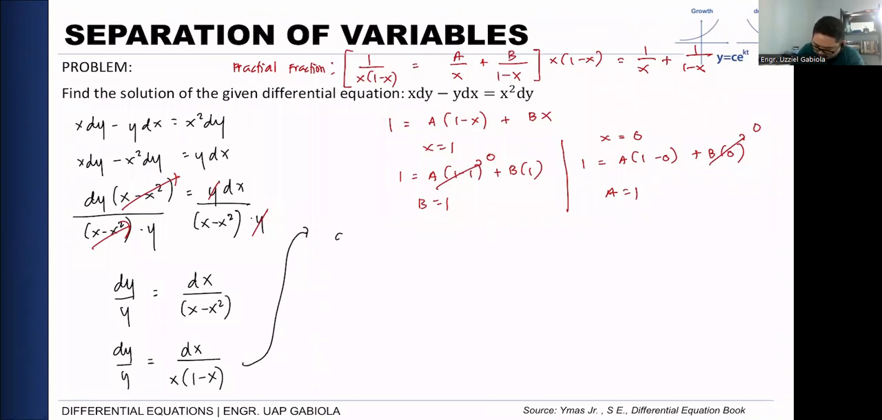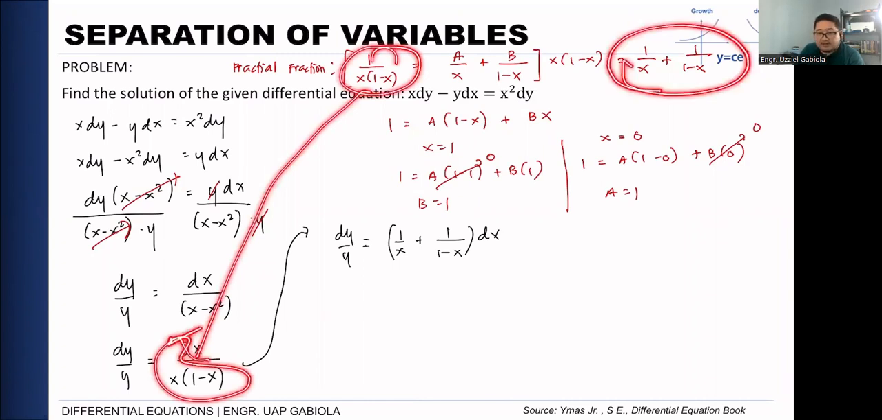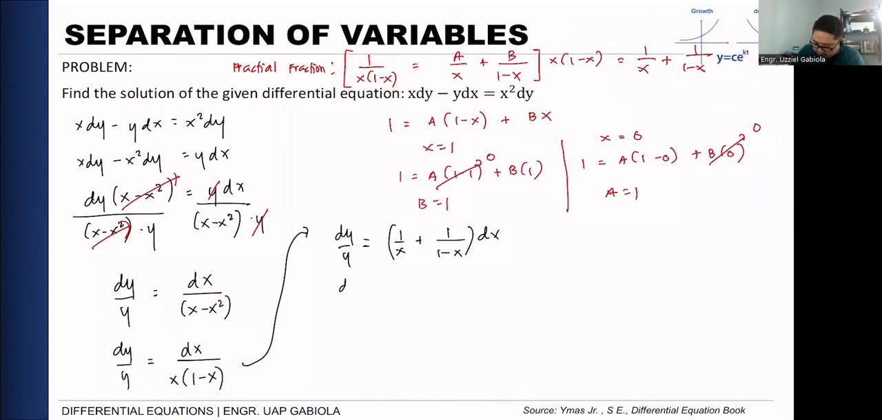This will be dy over y is equal to 1 over x plus 1 over 1 minus x dx. Okay? Again, sinubstitute na natin yung equivalent niyang partial fraction. So, dy over y is equal to dx over x plus 1 over 1 minus x dx. Okay? Now we can perform yung integration natin.